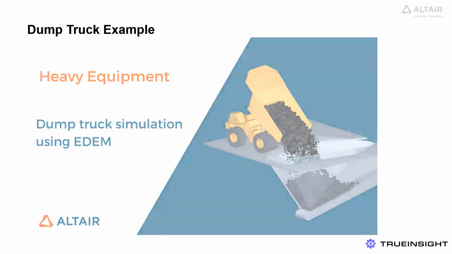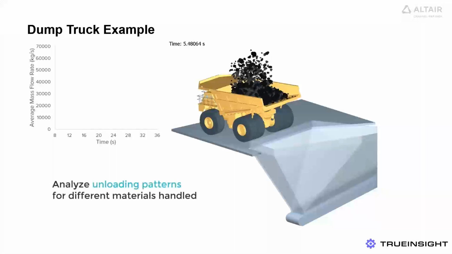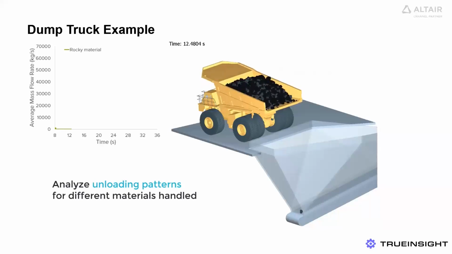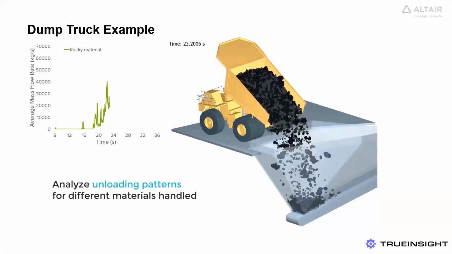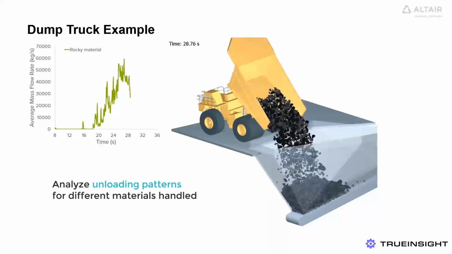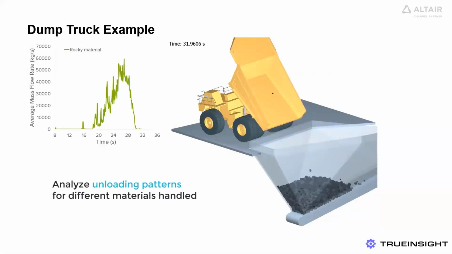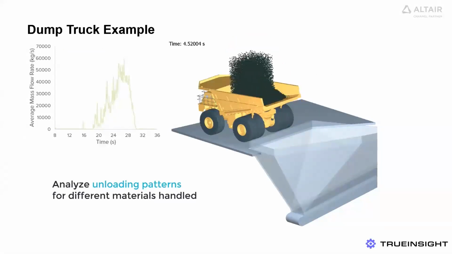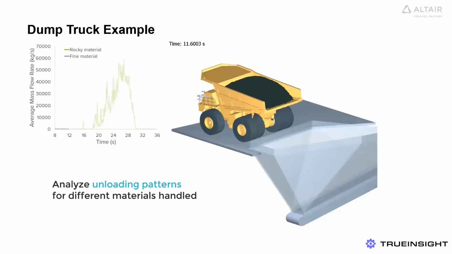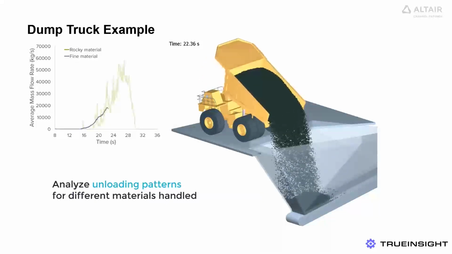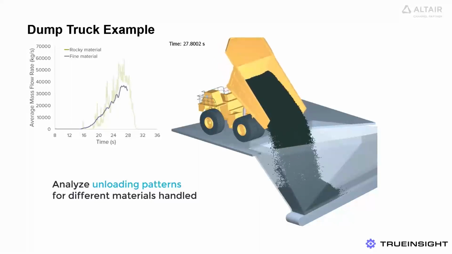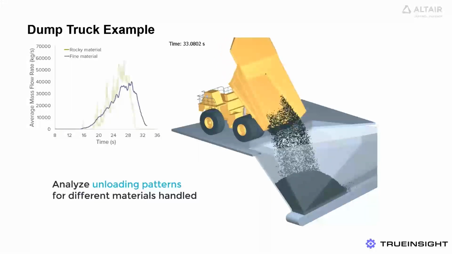This video shows some of the analysis that can be done with EDEM applied to a dump truck. In the case of analyzing the loading pattern of the dump truck, you can visually inspect the simulation, as you can see in the video on the right, but you can also look at, say, the average mass flow rate of the material leaving the truck body. So the first plot shows what the unload pattern looks like for a loose dry material, while the second plot is a fine cohesive material. You can clearly see that there's a difference in the unload profiles.